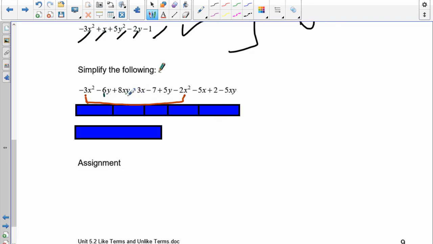And oh, that's got a y, but this is an x times a y. So that's not a y. This is a different thing together. This is a second degree. Remember, 1 plus 1. So this can't be combined with that.